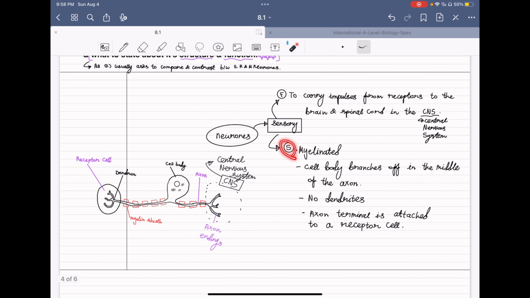Its structure is that it's myelinated, as you can see, and it has a cell body that branches off in the middle of the axon. So this is the cell body, and it has no dendrites, which is quite confusing because other neurons do usually have dendrites, but the sensory neuron has no dendrites. And it has an axon terminal, which is attached to a receptor cell. As I just mentioned, this is our receptor cell.